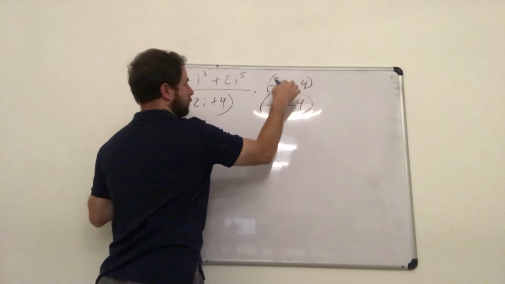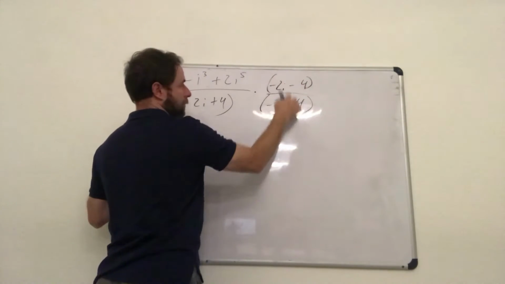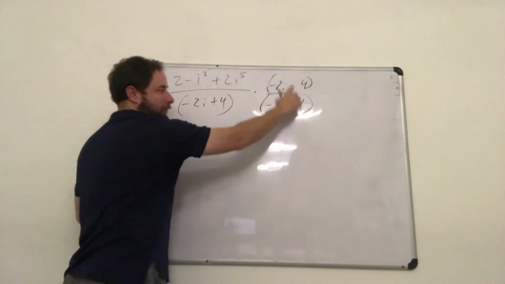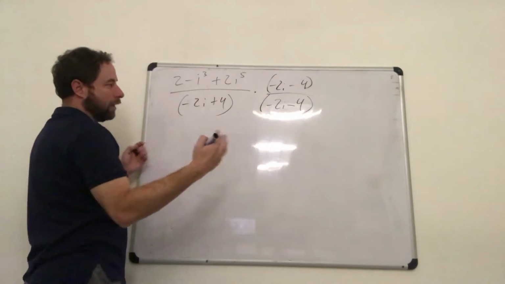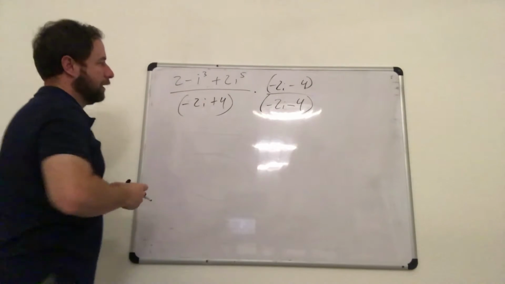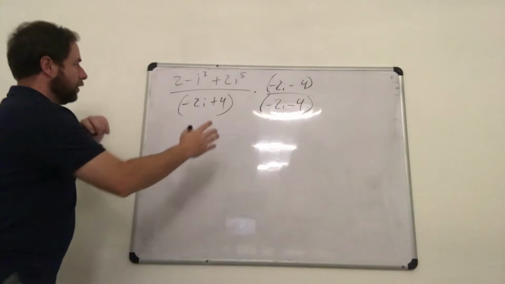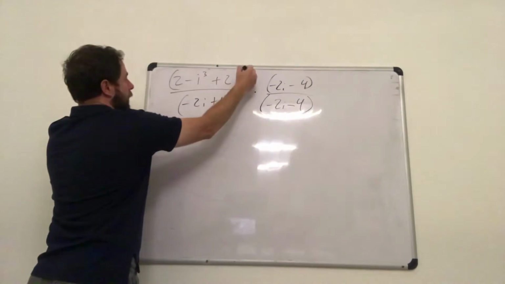And remember, as long as you do it by the same thing over the same thing, we didn't change the equation, just changing the way it looks. It's a form of 1. If you divide this out, you get 1. So we didn't change anything value-wise. We just changed the way that it looks here. So let's multiply the top out, and we're going to FOIL it.